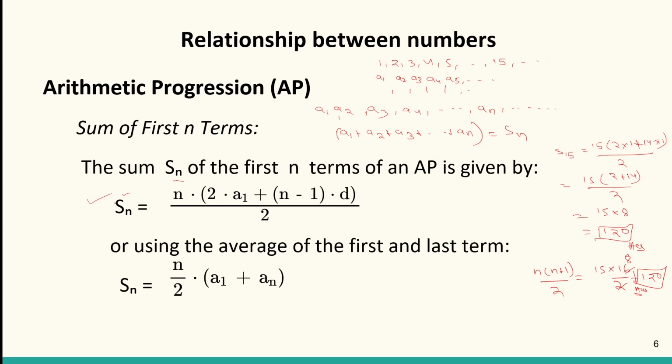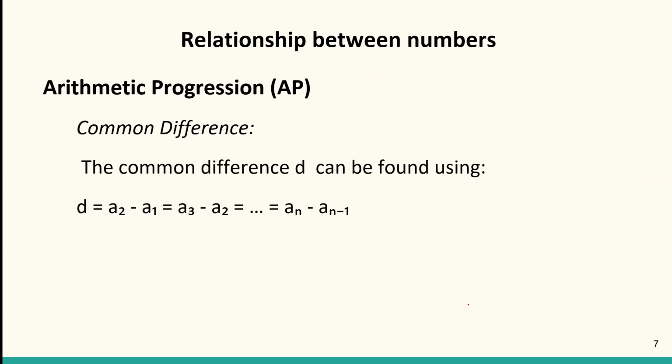So the formula seems to be correct, okay, or using the average of the first and last term. We can also evaluate the same by doing this, n by 2 into a1 plus an. So in this case, it will be 15 by 2 into 1 plus an, which is equal to 15. So this is equal to 15 into 16 by 2, that is equal to 120, okay. So the answer remains the same, okay. Again we can verify this. So let's go to the next slide.